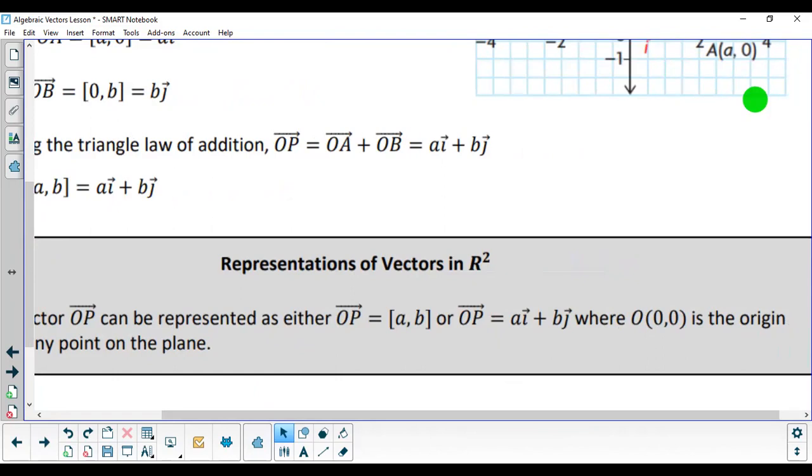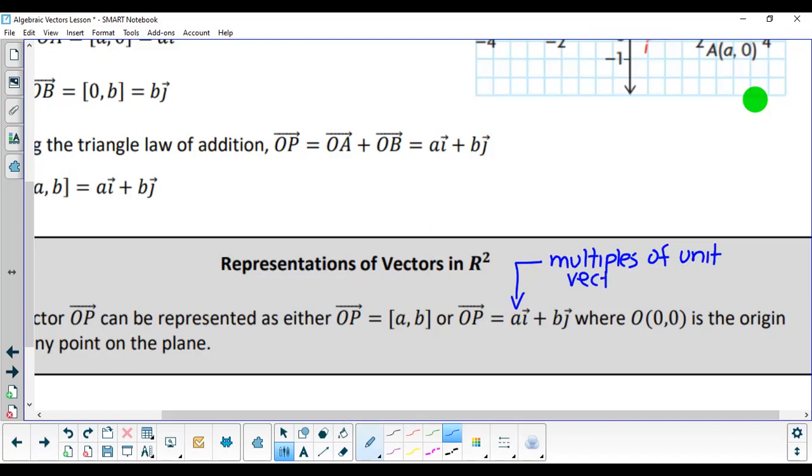So this is just getting used to some definitions of position vectors. So always remember that, don't want to mix this up, A represents multiples of unit vector I. And I want to use another color here. B is going to represent multiples of unit vector j.